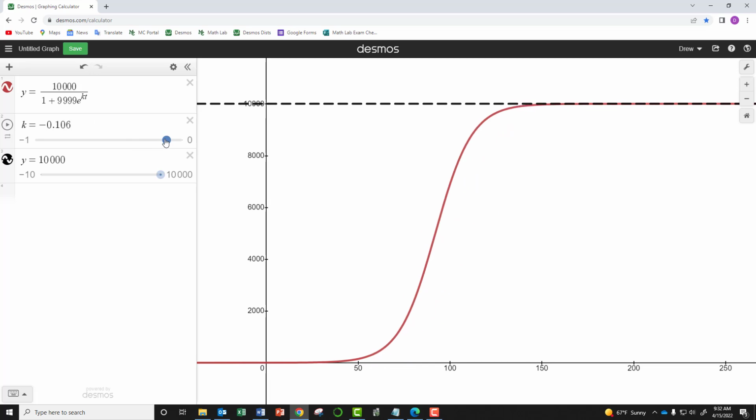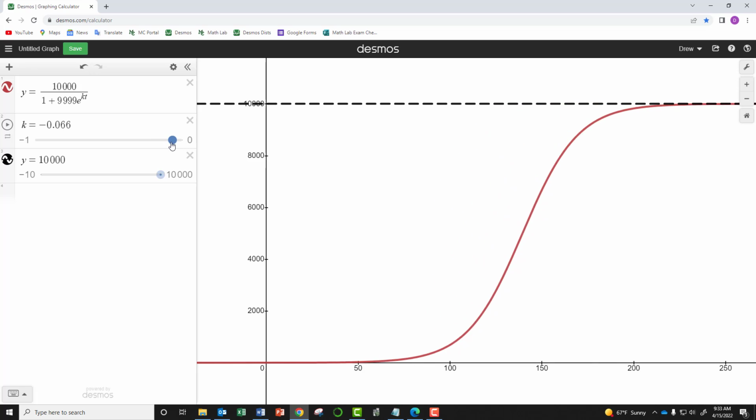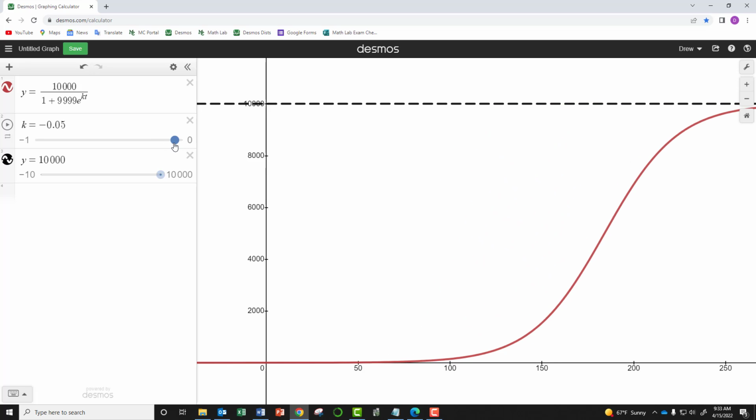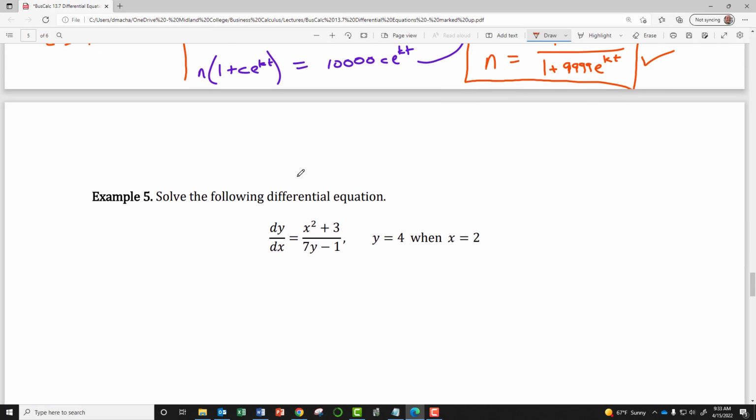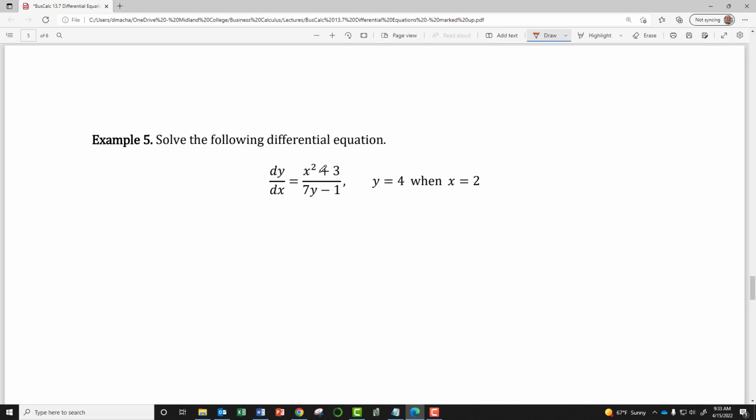So this is a pretty decent model. If I allow k to be a larger negative number, or a negative number with a larger absolute value, that corresponds to the disease spreading faster. And so you see 10,000 cows get sick faster when k is a larger negative number. And if k is a smaller negative number, that corresponds to a disease that spreads more slowly through the ranch. Okay. That was example 4. Here's example 5. And I'm done with word problems.